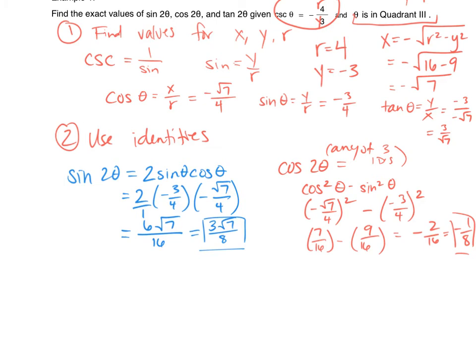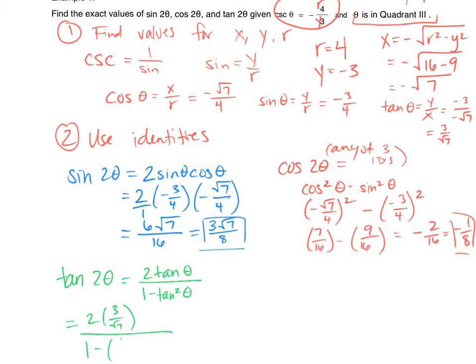Our final value we want to find is the tangent of 2 theta. Again, here there's only one identity to use, so that is 2 times the tangent of theta divided by 1 minus tangent squared theta. So when I plug my values in here, that is 2, and then the tangent of theta is 3 over root 7 in the numerator. The denominator is 1 minus that same 3 over root 7, but now squared.